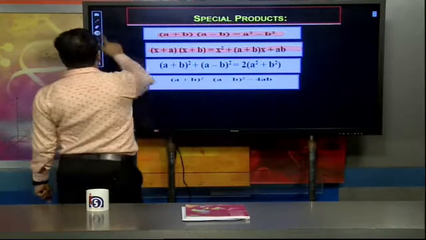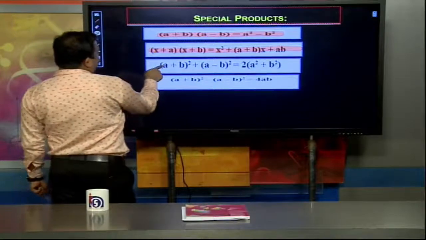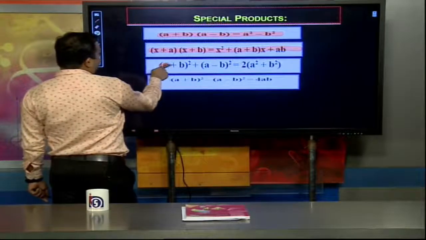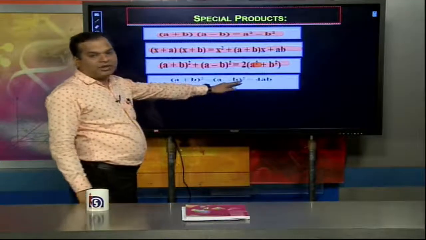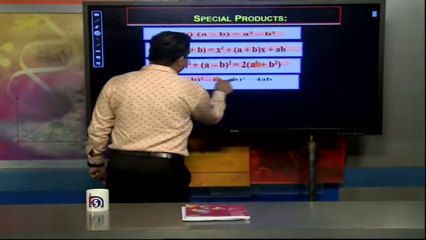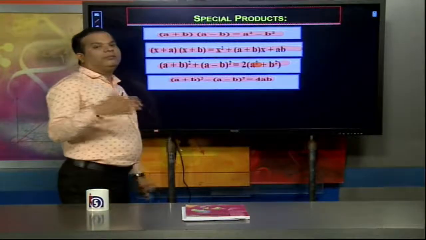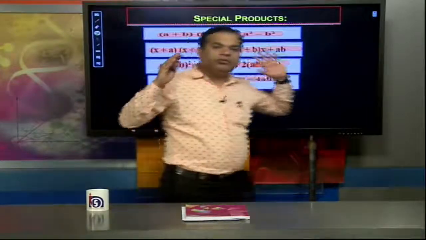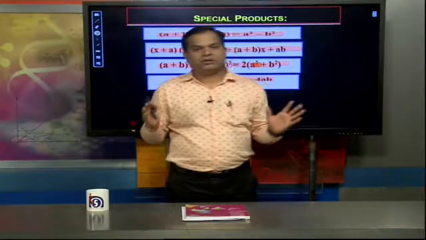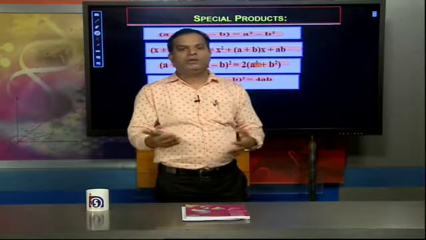Now, another important special product: (a plus b) whole square plus (a minus b) whole square equals 2 into (a square plus b square). And (a plus b) whole square minus (a minus b) whole square, you will find 4ab. Dear learners, you should not memorize this product. You can derive how it is derived.